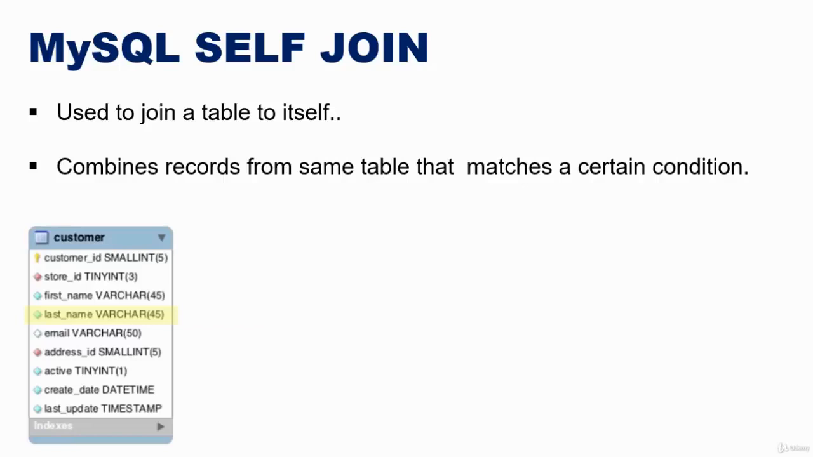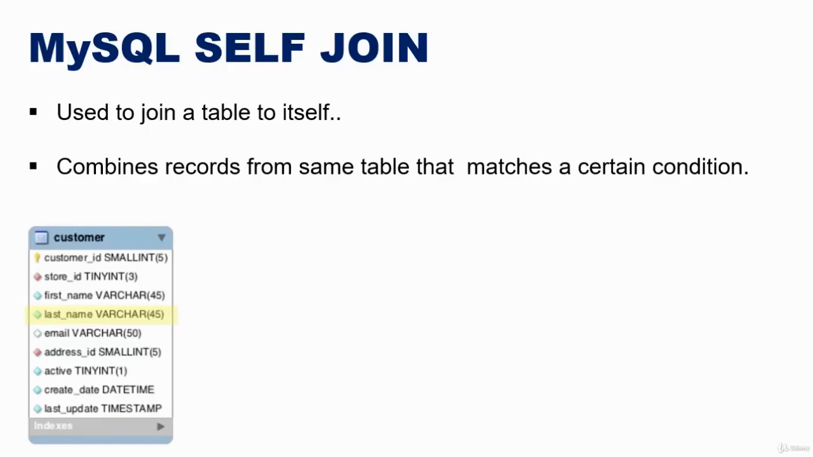So let's take a look at this illustration of this table called customer. For example, we can join data from this table to itself. We can, for example, join the last name and the first name from the same table.